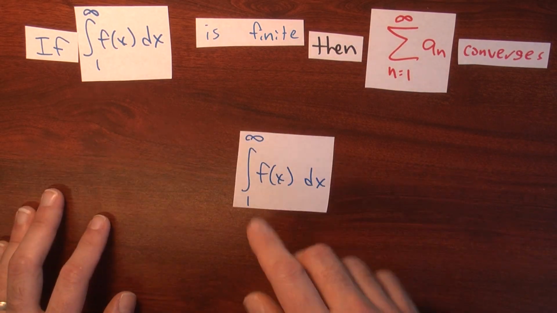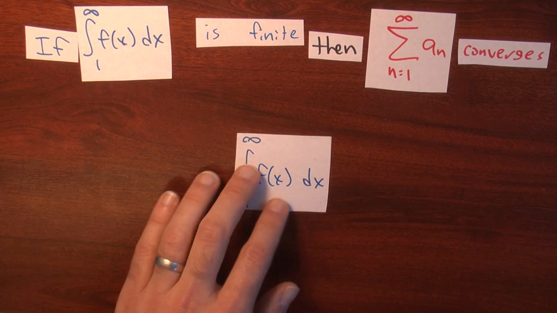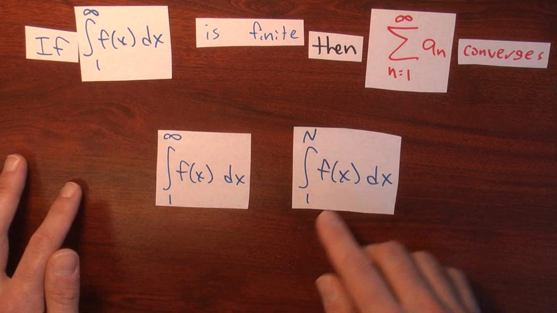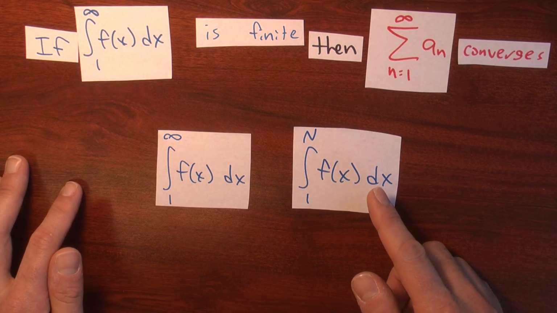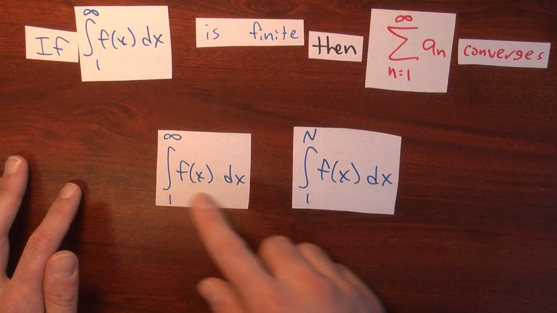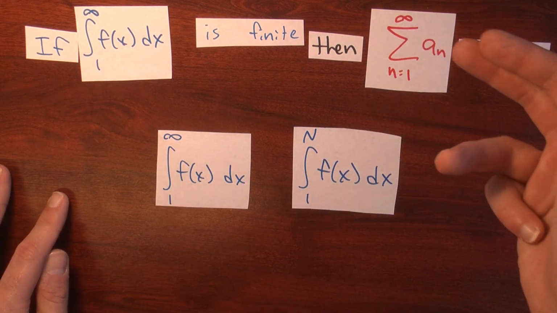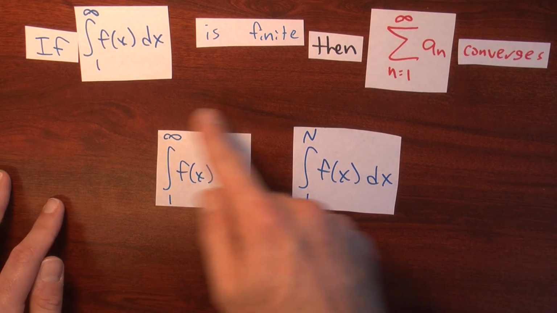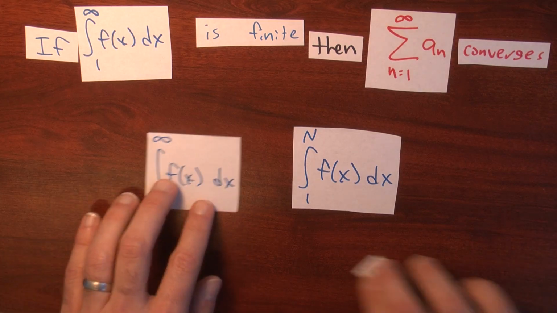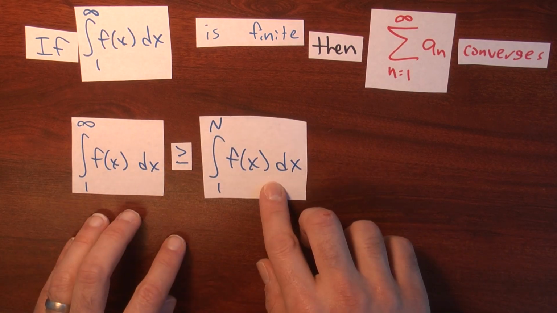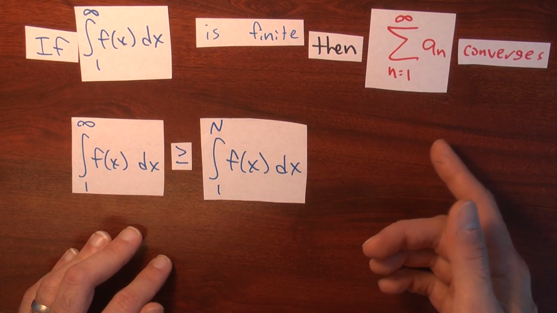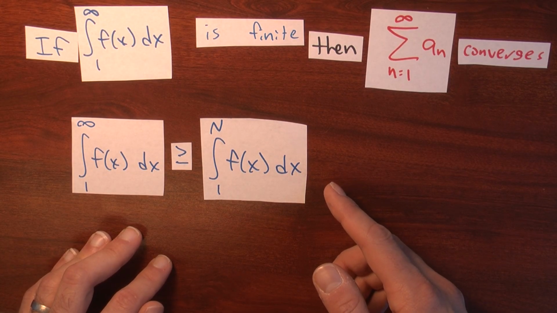So here's the integral from 1 to infinity of f of x dx. How does that integral compare to just the integral from 1 to big N of f of x dx? Well, f's a positive function. So these things differ by the integral from N to infinity, which is some positive number. So this thing here is definitely an overestimate of this thing. So the integral from 1 to infinity is bigger than the integral from 1 to big N of f of x dx.